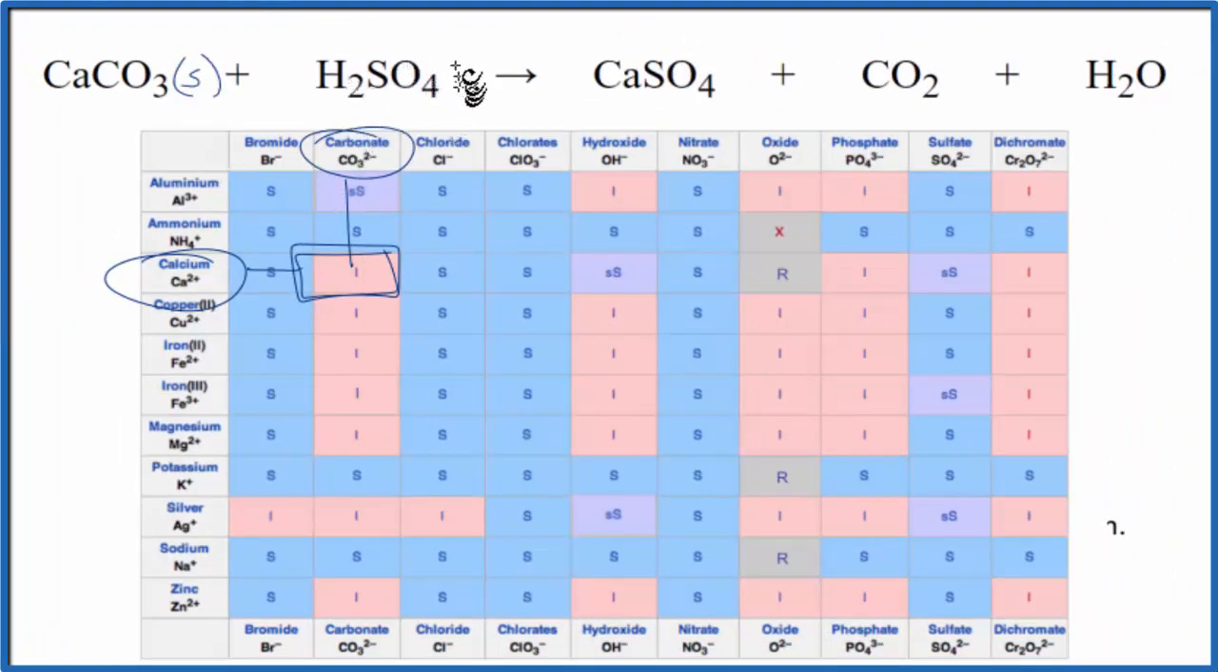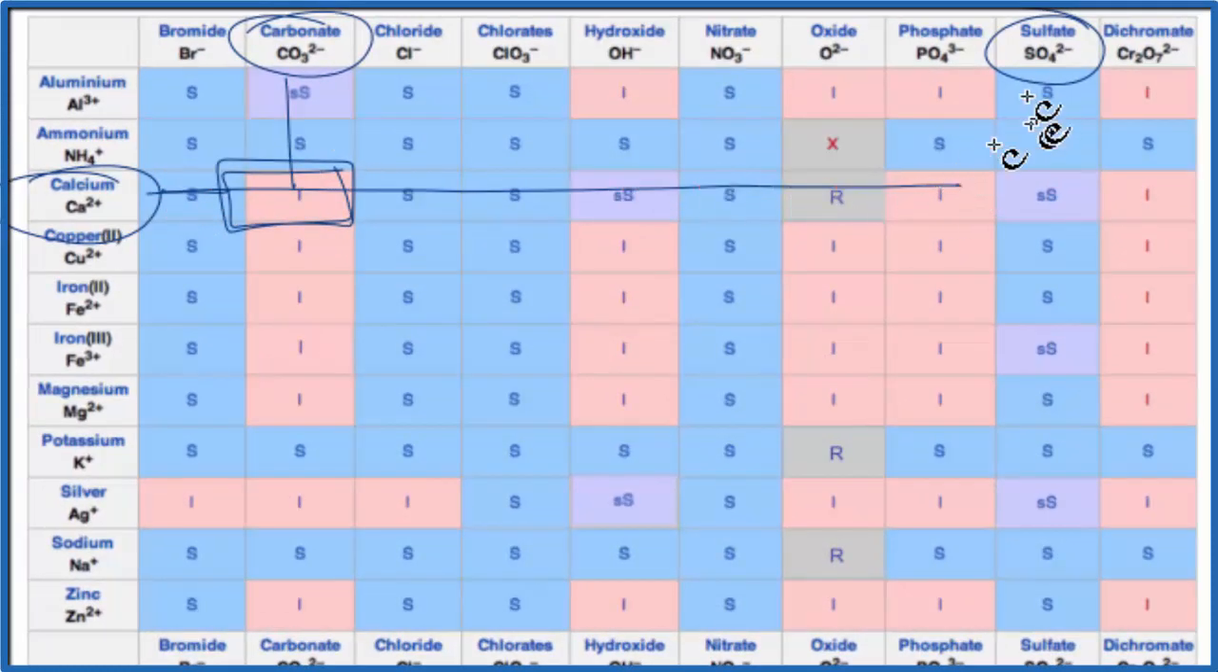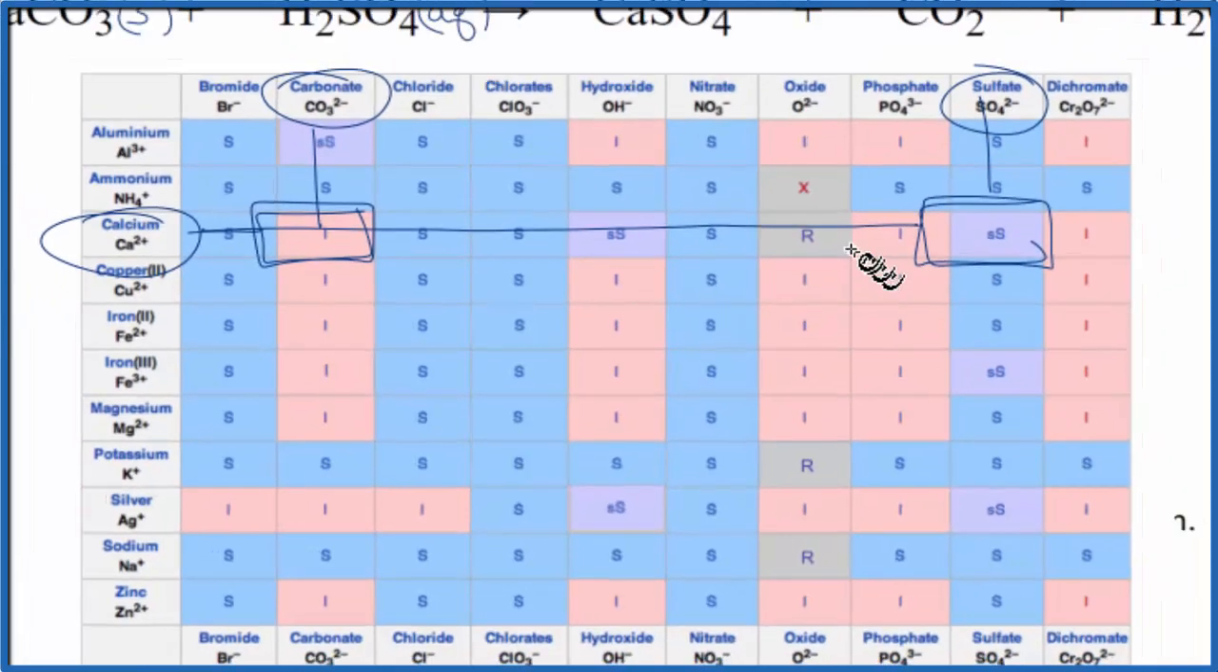Sulfuric acid, that's a strong acid. So that's going to dissolve, dissociate into its ions. We'll call that aqueous. Let's check calcium sulfate here as well. So calcium, here's the sulfate. So we go calcium over, down, and we see SS. That means that it's slightly soluble. Just a little bit of it will dissolve.